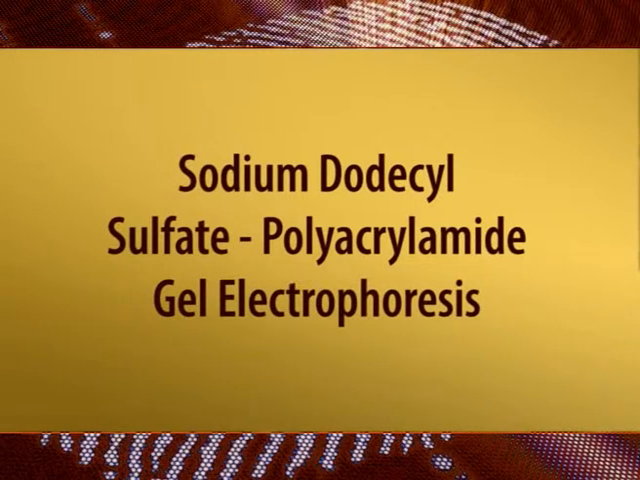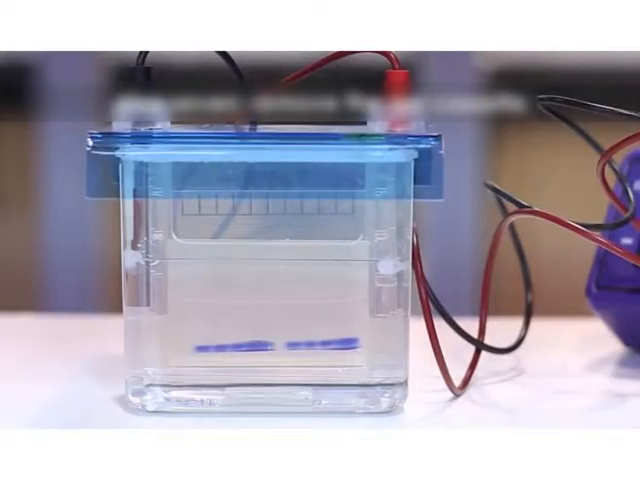Sodium dodecyl sulfate polyacrylamide gel electrophoresis. One of the conventional means of examining proteins by electrophoresis is by using sodium dodecyl sulfate polyacrylamide gel electrophoresis. SDS is a detergent which coats the linear protein sequence with a layer of SDS molecules and denatures it by binding to the hydrophobic regions of the protein.